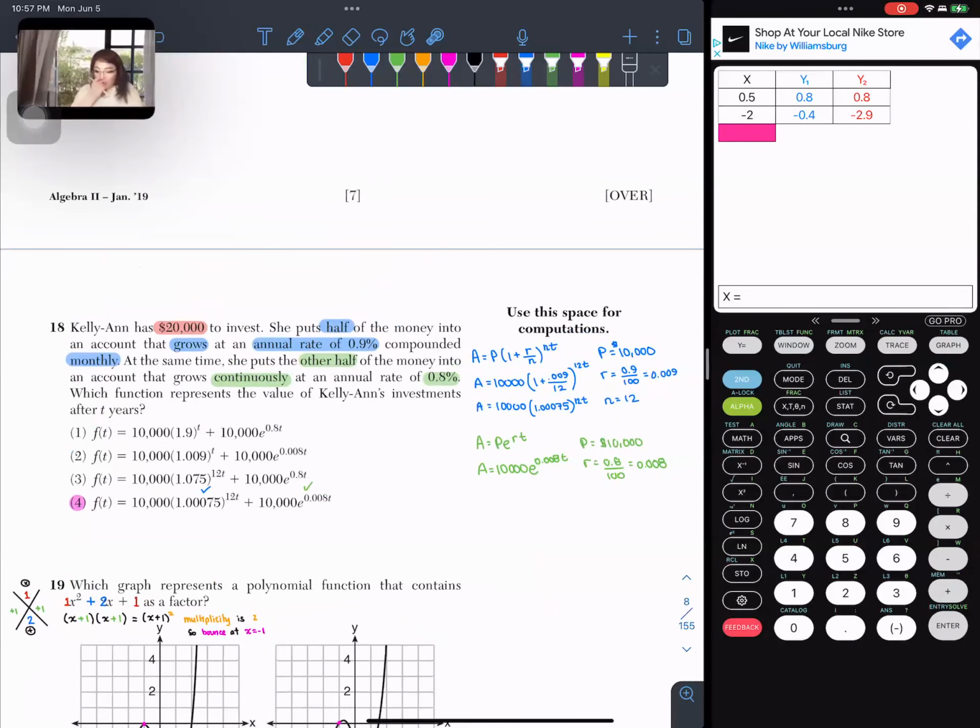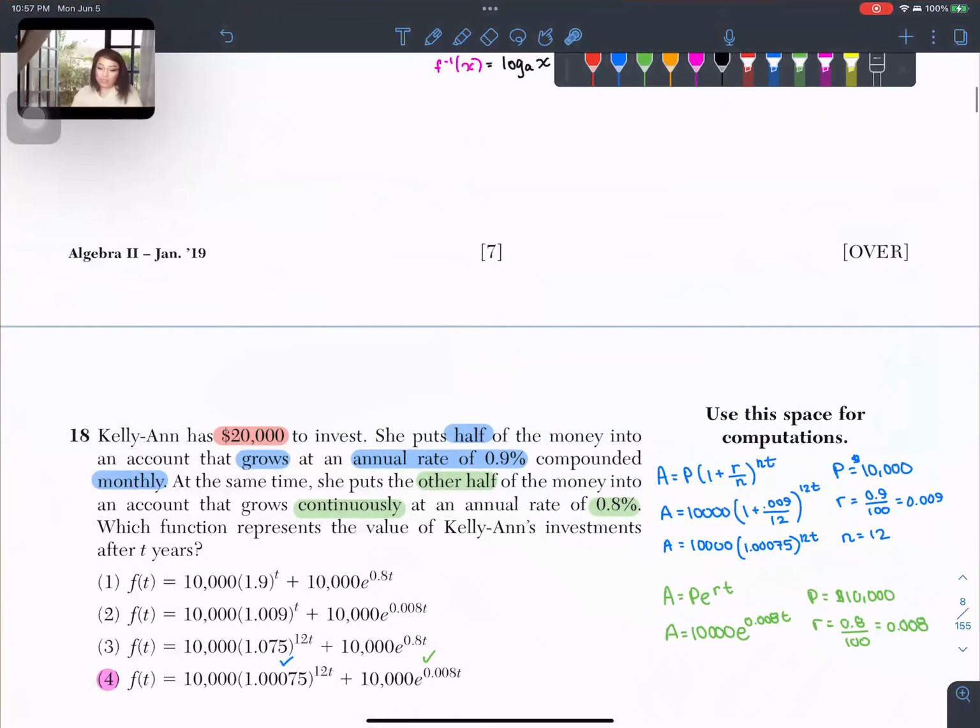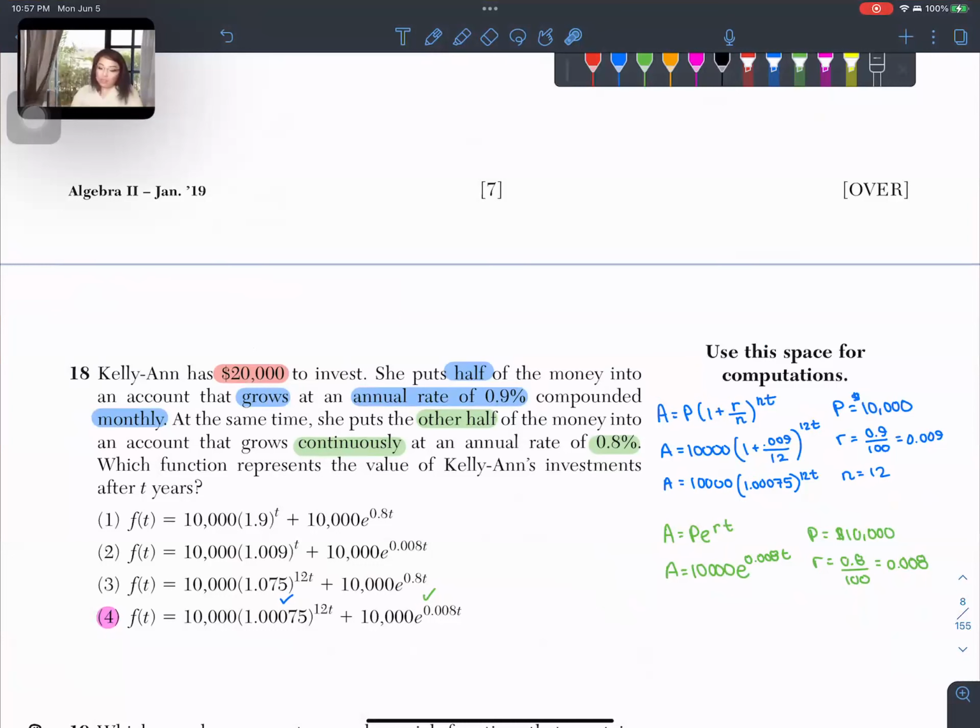So this next part, they want to test if you know how to do the rule. So you have to know the formula, and the formula is A equals P times (1 plus r over n) to the nt power. And so she's putting half her money. So if you're starting with 20,000, then half the money is 10,000. So it's 10,000 times (1 plus 0.009 divided by 12) raised to the 12th t power, which simplifies to 1.0075 to the 12th t power. And the other one is e to the 0.009t. So the correct answer is 4.